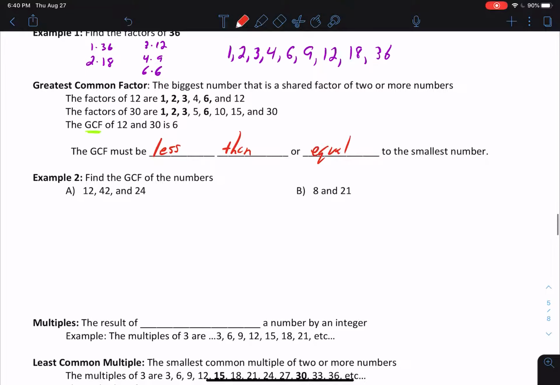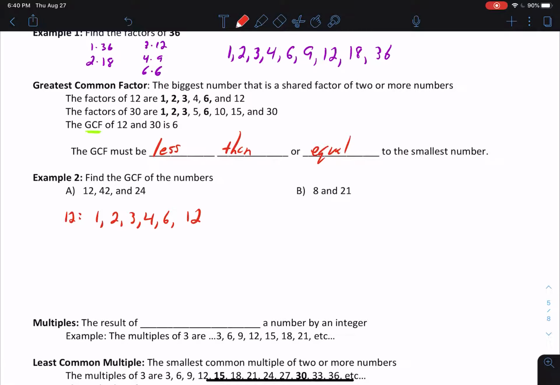So when we're actually trying to find the greatest common factor, we don't need to break down every single number. So like 12, 42, 24. We don't have to find the factors of all three of those numbers. We just need to find the factors of 12. And those are 1, 2, 3, 4, 6, and 12. Right? Because we got 1 times 12, 2 times 6, and 3 times 4.